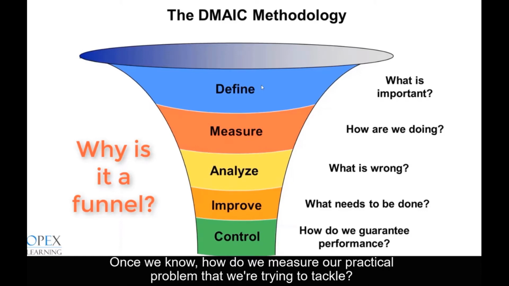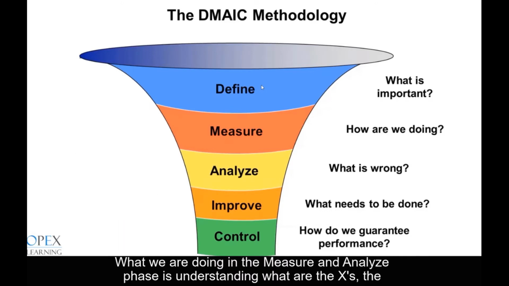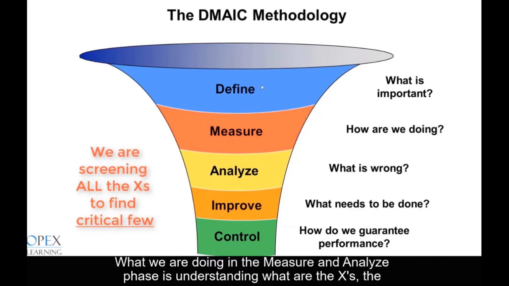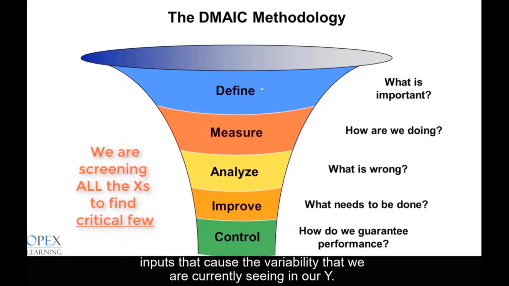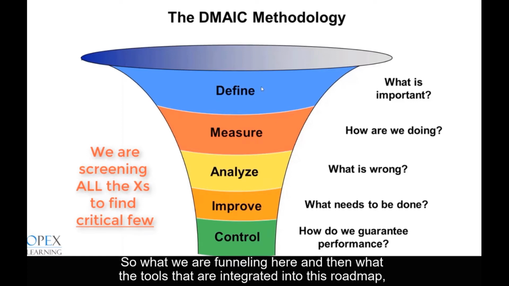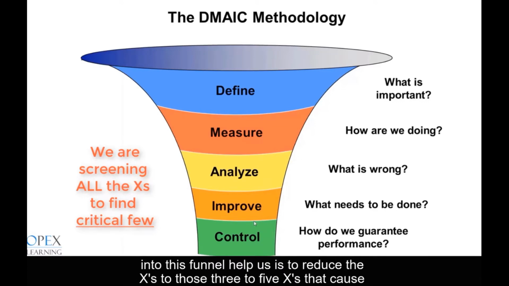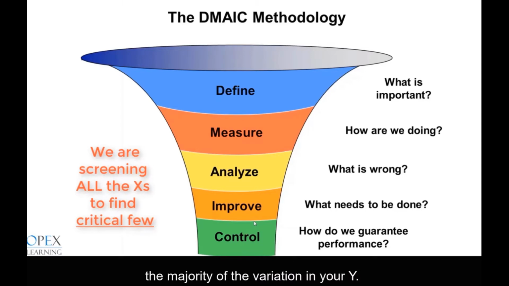Once we know how we measure the practical problem that we are trying to tackle, what are we doing in the measure and analyze phase? It is really understanding what are the Xs, the inputs that cause the variability that we are currently seeing in our Y. So what we are funneling here, and what the tools integrated into this roadmap help us do, is to reduce the Xs to those 3 to 5 Xs that really cause the majority of the variation in your Y.